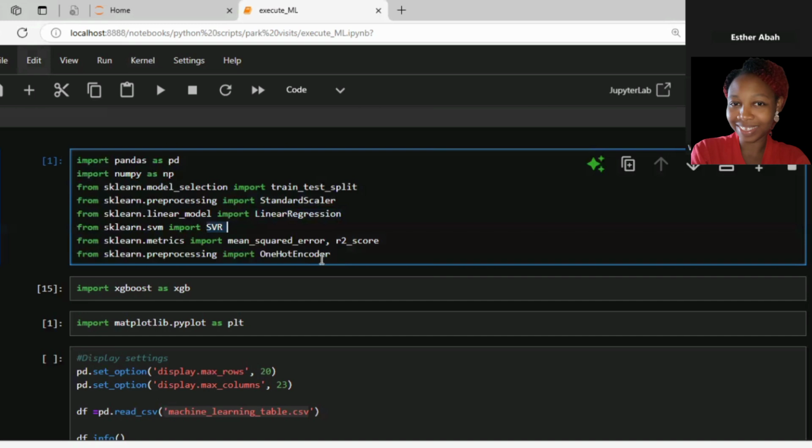SVR. That is another model. Now, what is SVR? SVR is under SVM. What is SVM? Support vector machine. Now, in machine learning, we have several models. For the classification, we have K nearest neighbor.